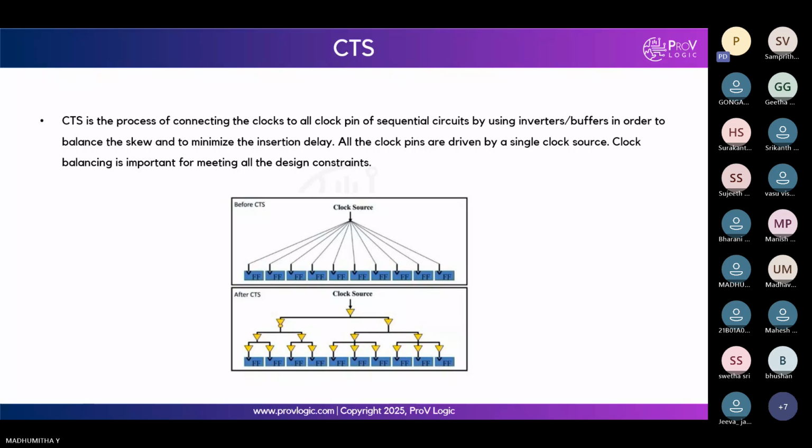We will call this CTS as clock tree building, and there are multiple types of clock tree. How to build a clock tree for a design, all of that we will be seeing during the CTS stage.